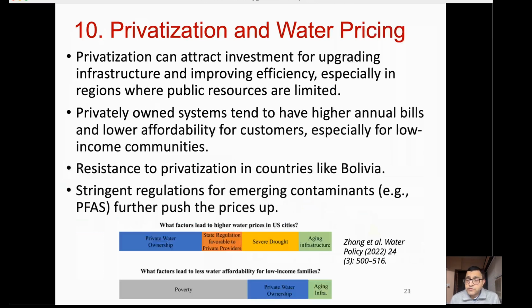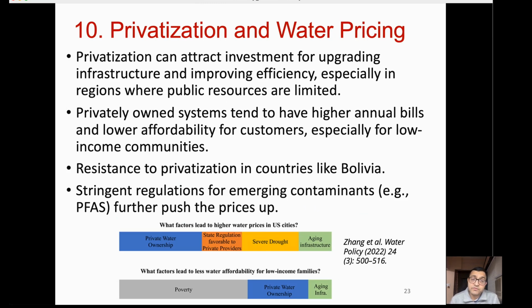There's also been a push towards privatization and water pricing. Historically speaking, water is considered a government-supplied entity because it's a basic human resource, so that's something that should be afforded by the governments and not be operated by private owners. But privatization has its benefits. It can attract investment for upgrading infrastructure and improving efficiency, especially where public resources are limited.